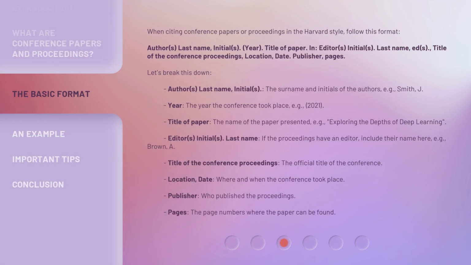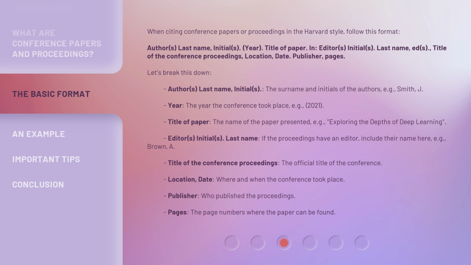When citing conference papers or proceedings in the Harvard style, follow this format. Author's last name, initials. Year, title of paper. In, editor's initials. Last name, eds. Title of the conference proceedings. Location. Date. Publisher, pages. Let's break this down.